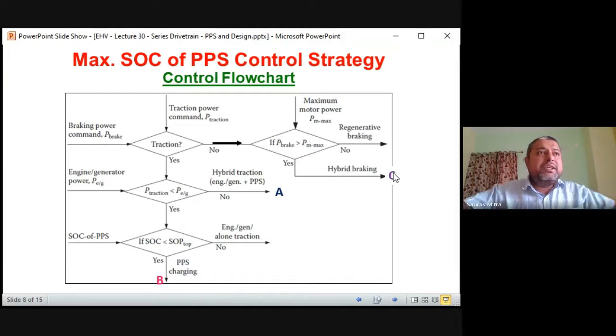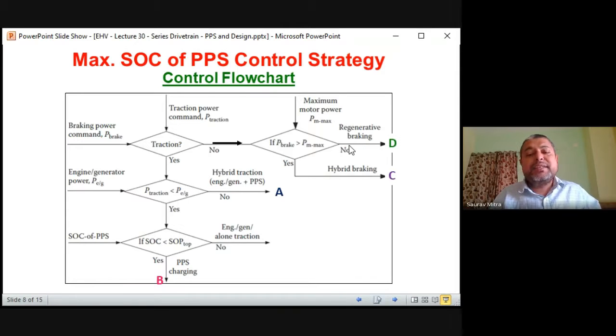So in case C, we have regenerative braking by electrical, which is giving the main power, as well as we are taking some power from the mechanical brake. So that is case C. So if P brake is greater than PM max, yes, we need hybrid braking. And if no, that means whatever power is required is not greater than PM max.